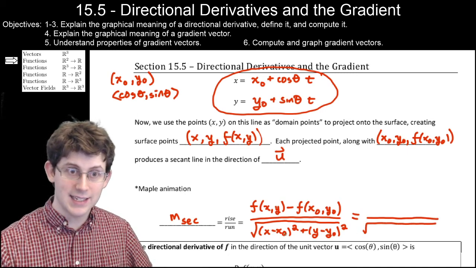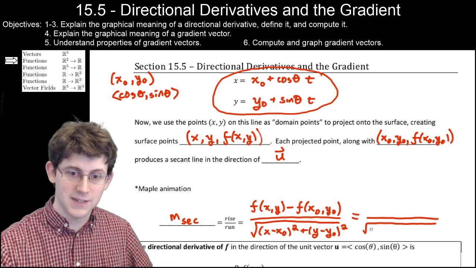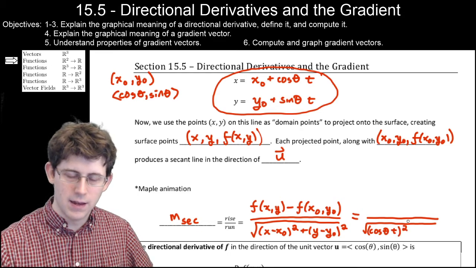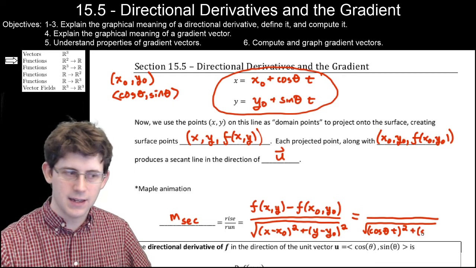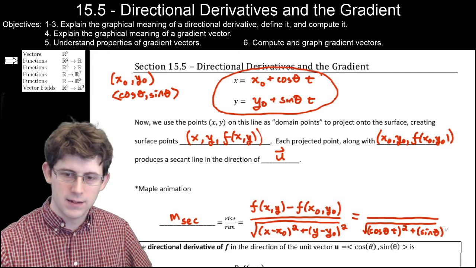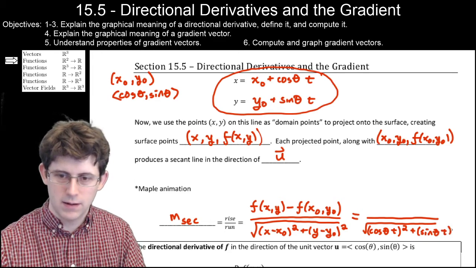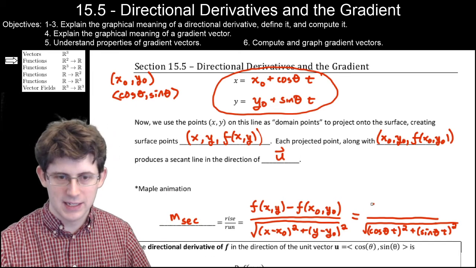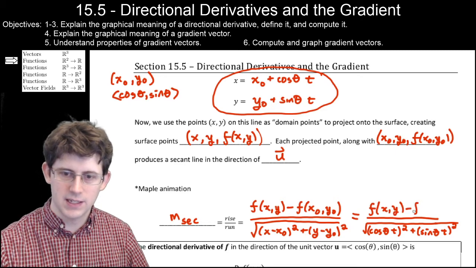In particular, in the denominator, x minus x0, if you take away the x0, all that's left is cosine theta t. And y minus y0, same deal. All that's left is sine theta t. The numerator, whatever, it's a mess. So let's just leave it how it is for now.